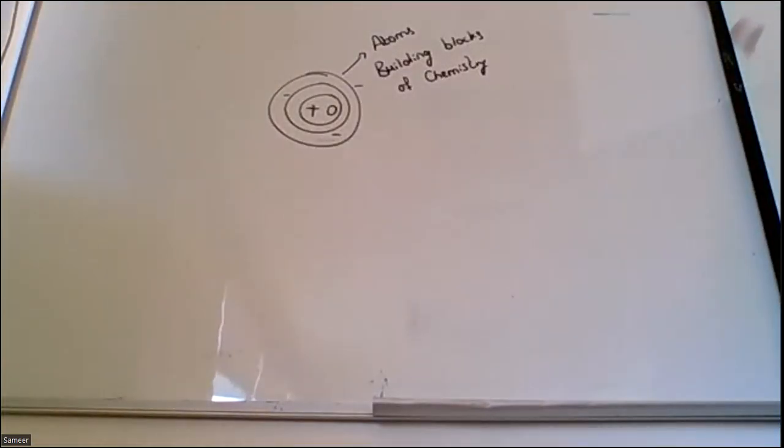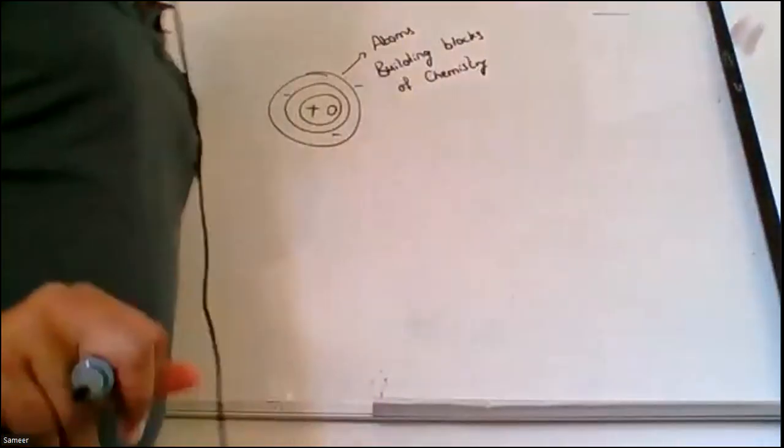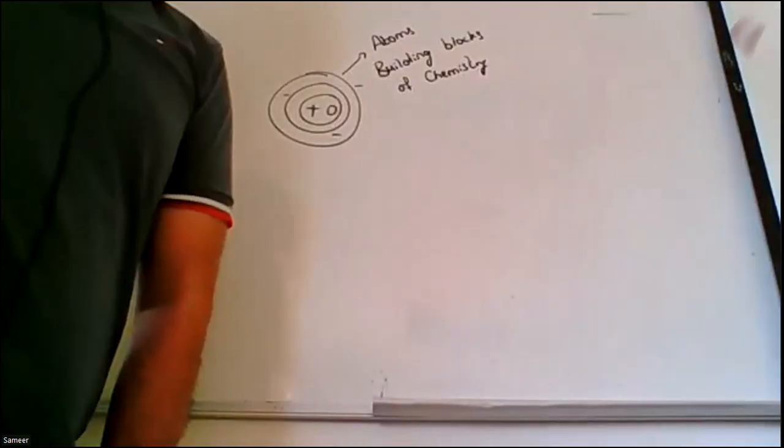Usually this question comes: which are the building blocks of chemistry? They will give you molecules, elements, substances, atoms. So atoms are the building blocks of chemistry. Okay, so moving on, what is the atomic number?